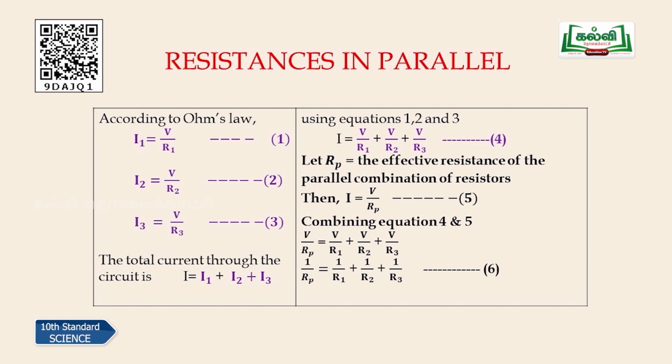Now we have to combine the equation 4 and 5. What is the equation 4? I is equal to V by R1 plus V by R2 plus V by R3. Now what is the fifth equation? I is equal to V by Rp. Now you combine both the equations. That means you can get V by Rp is equal to V by R1 plus V by R2 plus V by R3. Now in this equation V is common. So we can remove the V, so that you can get 1 by Rp is equal to 1 by R1 plus 1 by R2 plus 1 by R3.